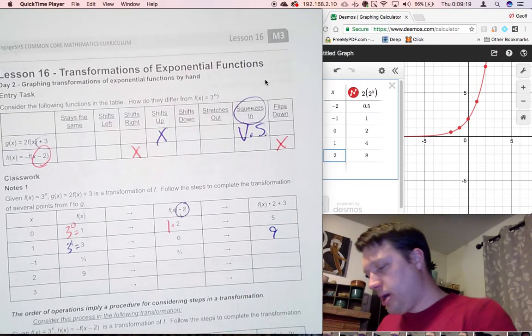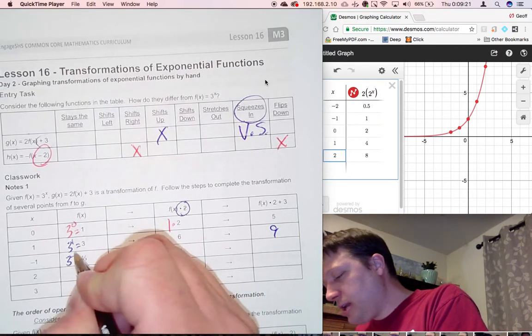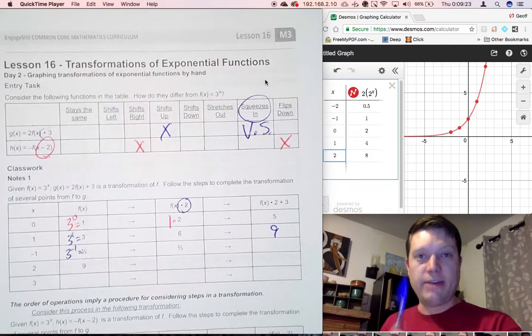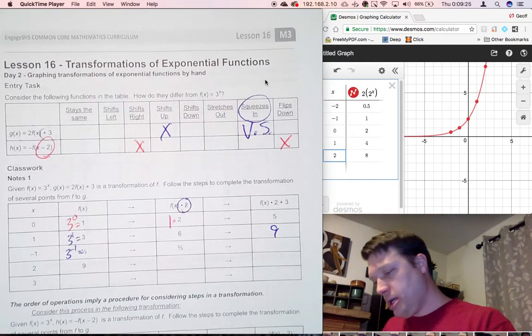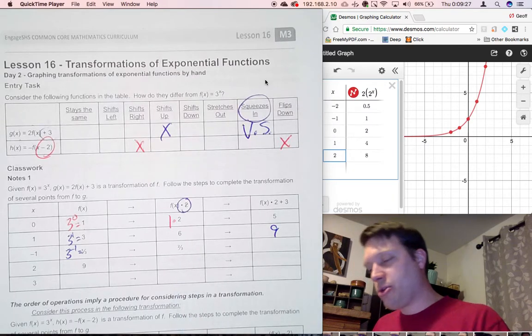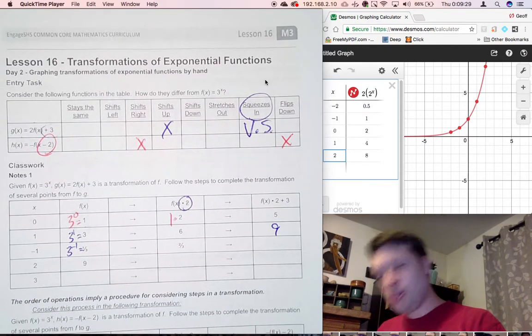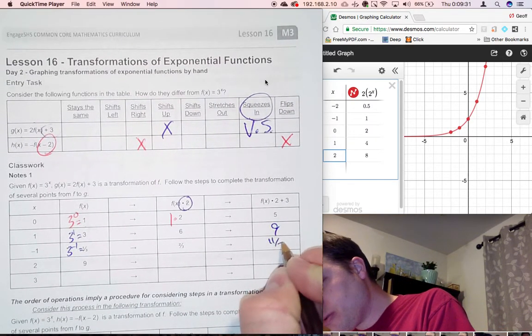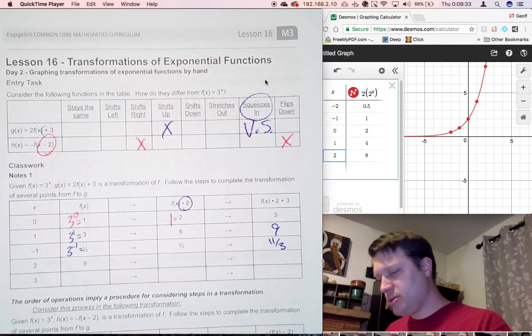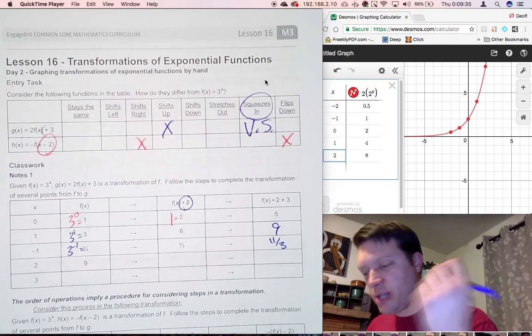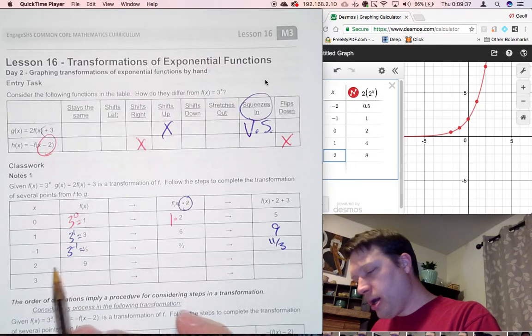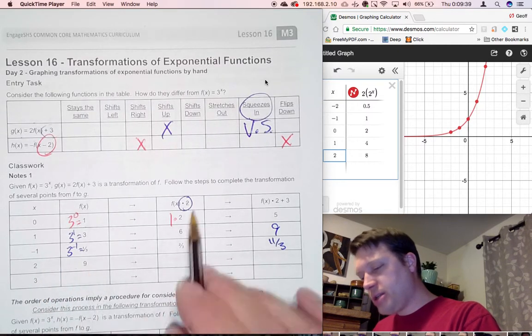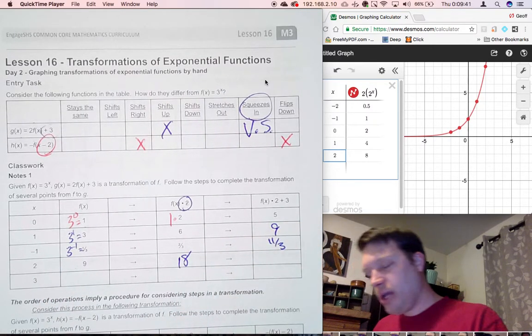Okay. A negative 1. 3 to the negative 1. It's a negative exponent. Negative exponents flip the fraction. We're going to multiply by 2 and add 3. 3 plus 2/3, 11 thirds. That's just gross. Oh well. It is what it is. Okay. 3 squared is 9. 9 times 2 is 18. And then add 3.